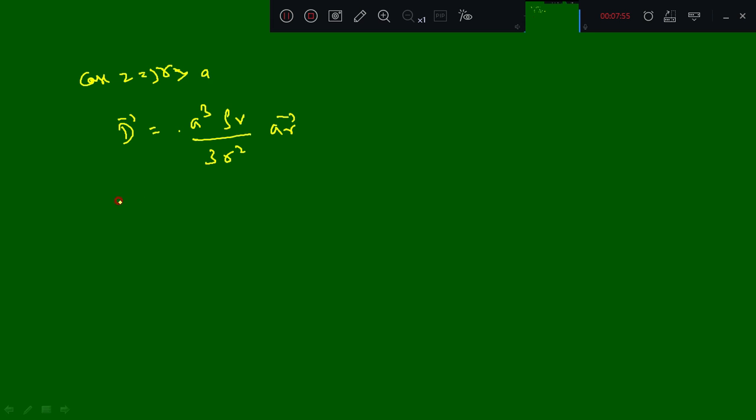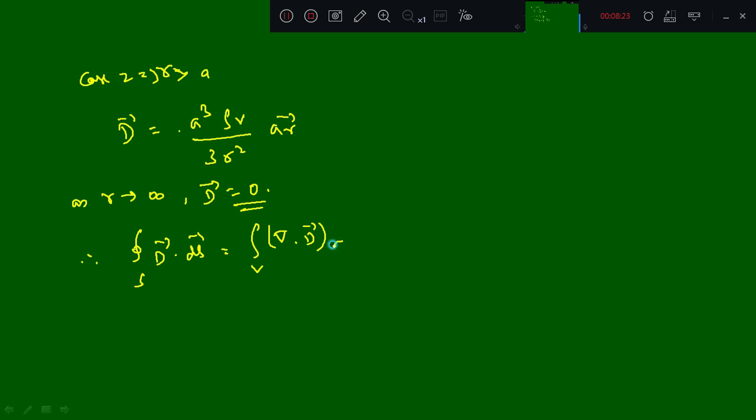So when r is increasing more than a, that is, r tends to infinity, D tends to 0. Okay, so this is also verified. Therefore, the surface integral of D dot dS is equal to the volume integral of del dot D dV. Hence the proof. This becomes 0. So this is the second case.